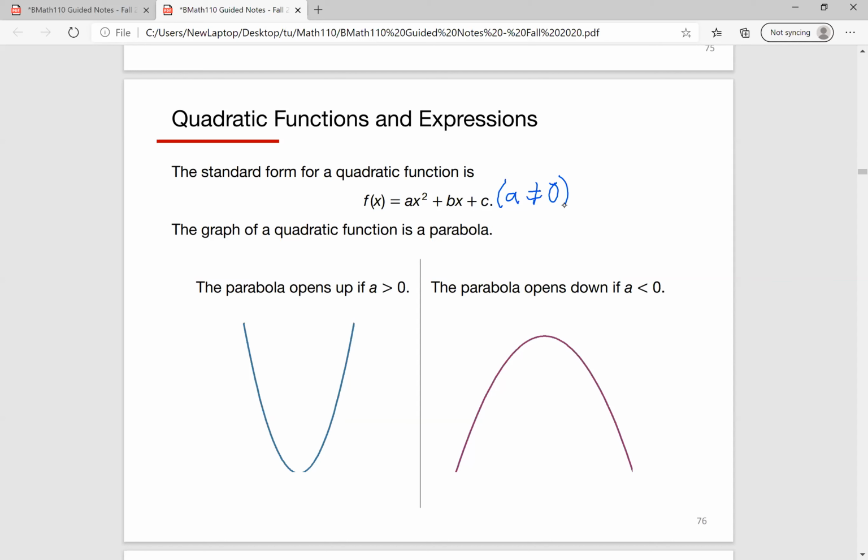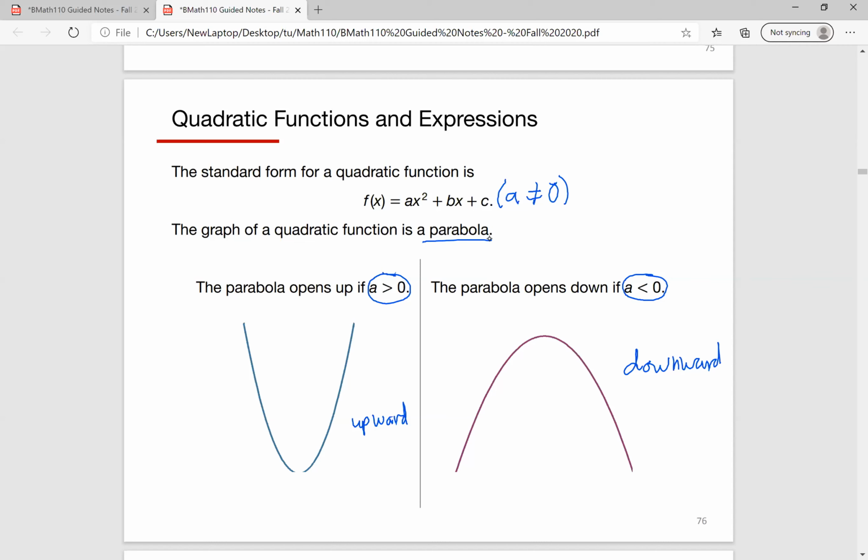For a not equal to 0, we have two cases. The first case is if a is greater than 0, you're going to have an upward parabola. In the other case, if a is less than 0, then you're going to have a downward parabola. And remember that the graph of the quadratic function is a parabola.